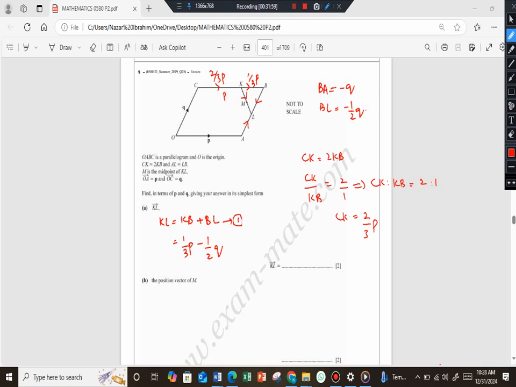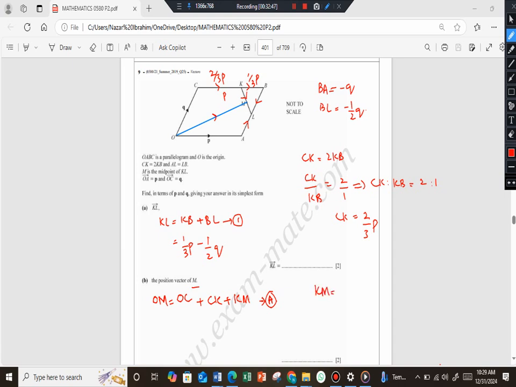Okay, now the position vector of M. So starting from O, ending at M. OM, starting from this tail OC, if I write it like this, OM is equal to OC plus CK plus KM. Now OC is known to me, CK is known to me, KM I need to calculate. We just calculated KL, and M is basically the midpoint of KL, so KM is half of KL.